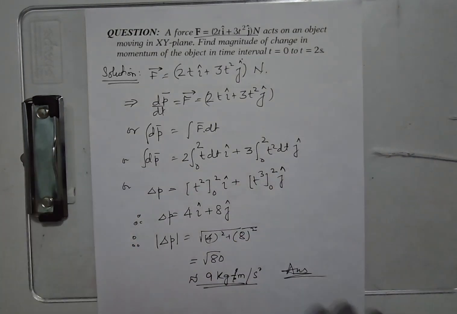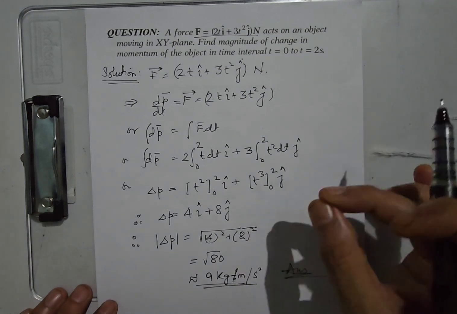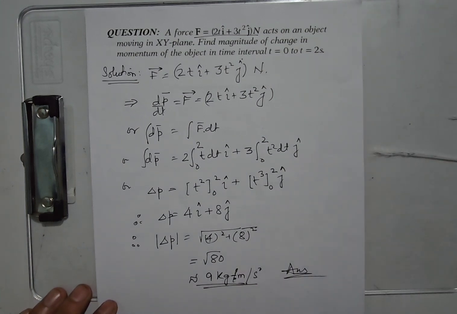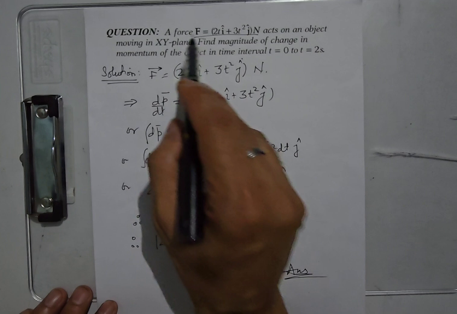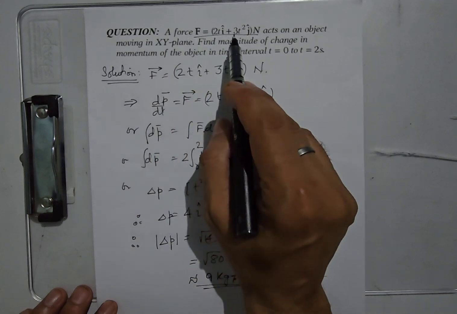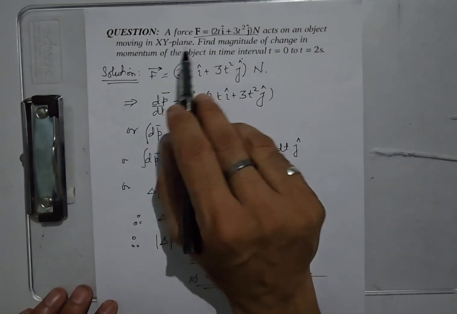Simple answer. Okay. Now these are drill problems. These are not so easy problems, but I am just making these problems easy so that it's very easy for you to understand them. Now the second problem is: a force F is equal to 2t i plus 3t square j acts on an object moving in the XY plane.